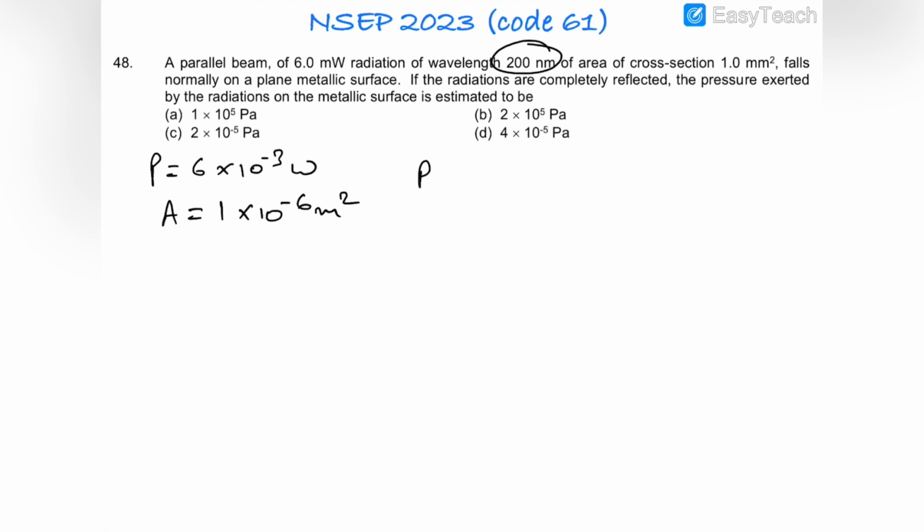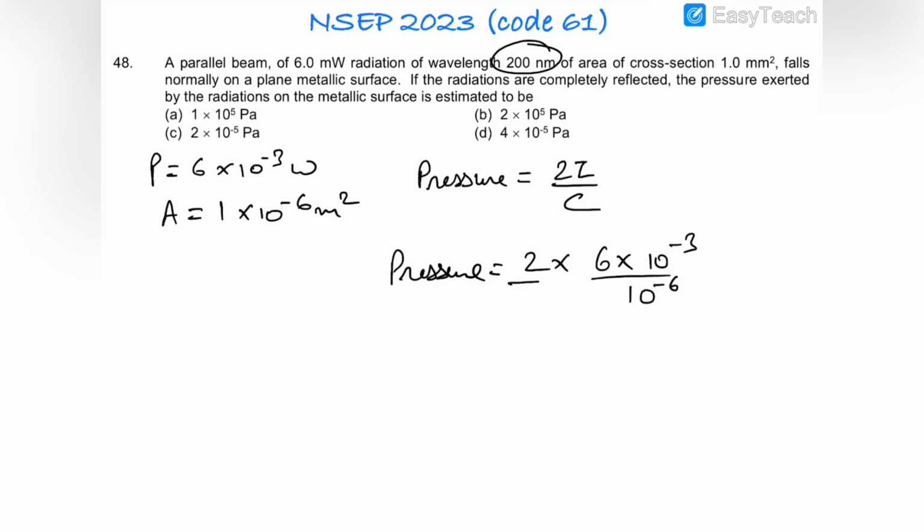So we know that the radiation pressure is equal to 2I by c in the case when the radiation is incident normally on the surface and is 100% reflected back. In that case the radiation pressure is 2I by c, where I is the intensity of the beam. So this pressure will be equal to 2 into intensity, which is power upon area, divided by c. c is 3 into 10 raised to power 8. So you can see that it would be 4 into 10 raised to power minus 5 pascals. Now we move on to the next question.